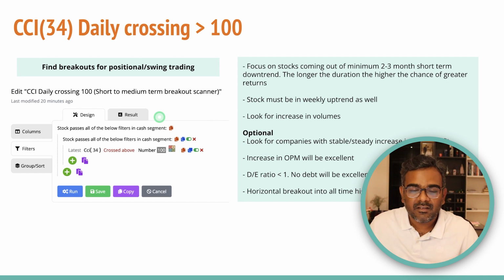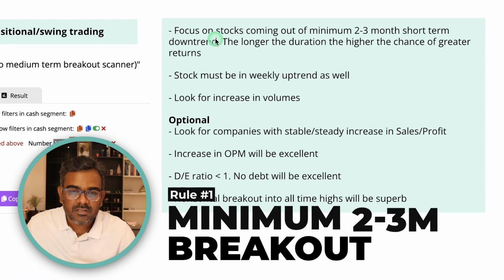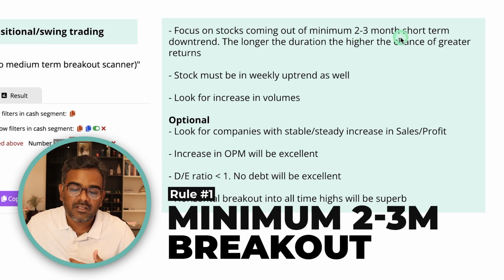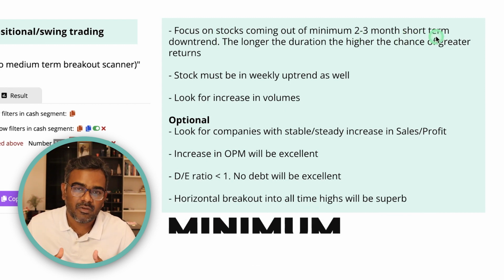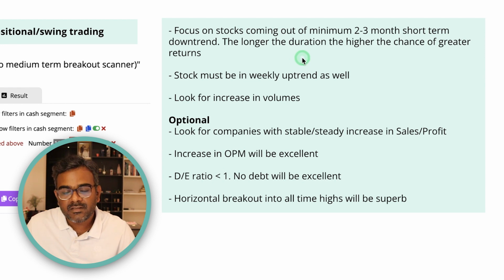Now, if you're looking at it from this perspective, then these are the rules that you have to follow. Number one, focus on stocks coming out of a minimum 2 to 3 month short-term downtrend. These stocks should already be in an uptrend on weekly charts, and they should have been going sideways or down for the last 2-3 months, and now they should be coming up again and breaking out with volumes. And the longer the duration, as is obvious, the higher the chance of greater returns.